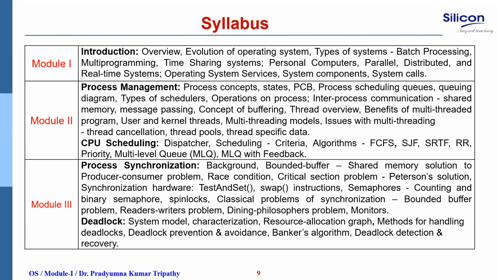This is the syllabus that we are going to cover. In module 1, we have the introduction. Here we'll have an introduction to the operating system: the evolution of operating systems, different types of operating systems, what the functions of operating systems are, and what the operating system does. Among the types, we go from batch processing to different other kinds of operating systems. Then we have system calls, operating system services and system components.